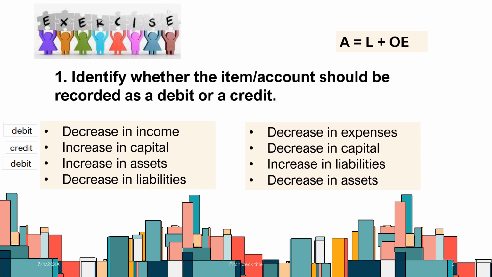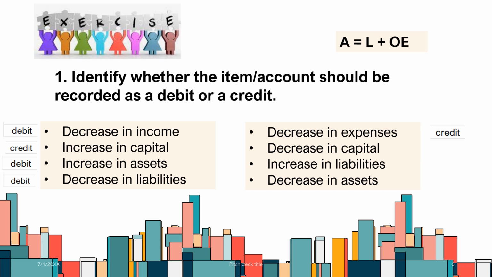About decrease in liabilities. Okay, liabilities are normally on the credit side, so in order to decrease, debit. About decrease in expenses. Expenses are generally a decrease in owner's equity, but in here, it's a decrease. So the decrease in expenses will increase your owner's equity. And what will you do? You will credit.